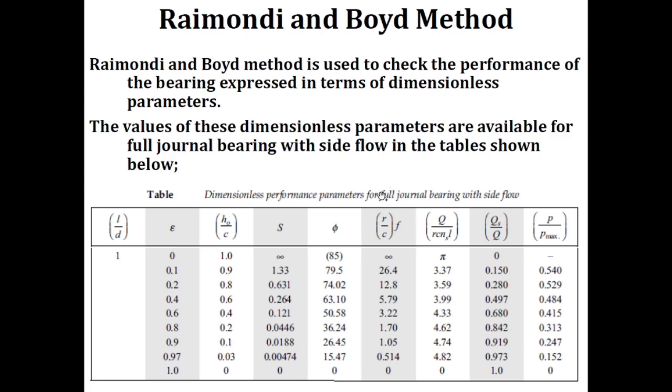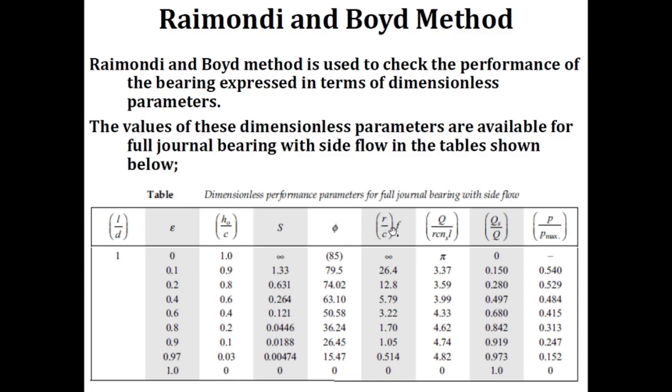This is particularly called a full journal bearing, or we also call it a 360 degree journal bearing. So here the L by D ratio is given, length of bearing to the diameter of the bearing, which is 1. This is the eccentricity ratio, H0 upon C. It is one dimensionless parameter we have discussed. Sommerfeld number we are going to discuss now. And this is the angle.